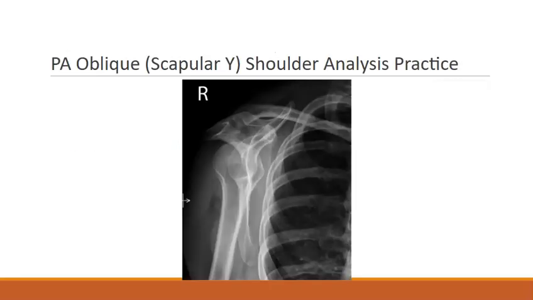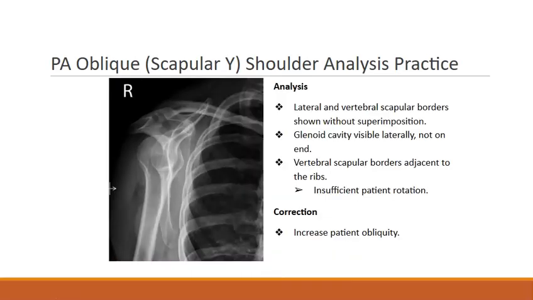Go ahead and review this first PA oblique scapular Y practice analysis and answer the following question. So let's review this practice analysis together. We want to look at the quote-unquote leg of the scapular Y, which are the lateral and vertebral borders of the scapula, and determine if they are superimposed. In this case, they are not.